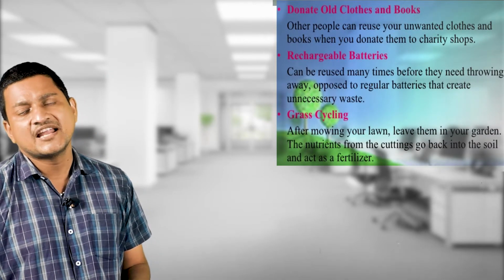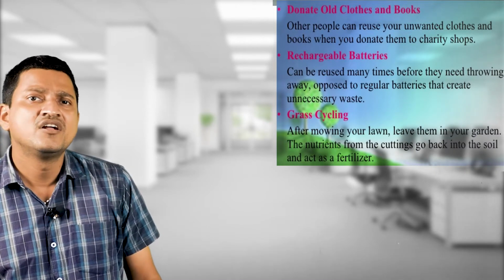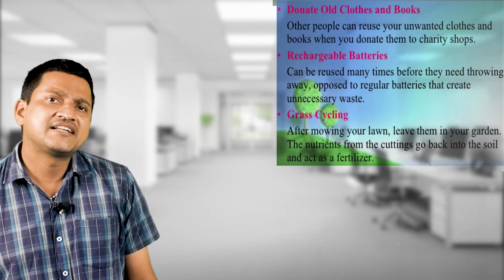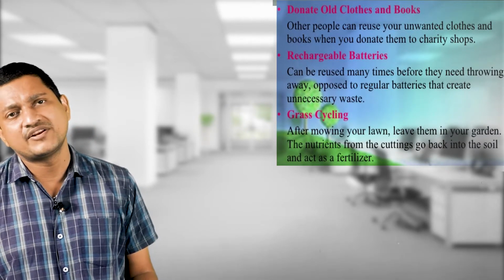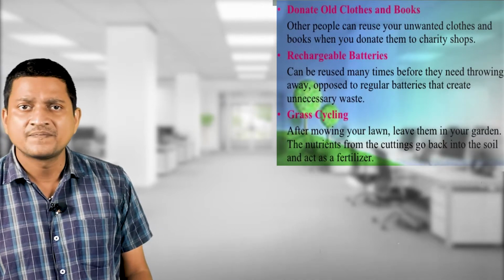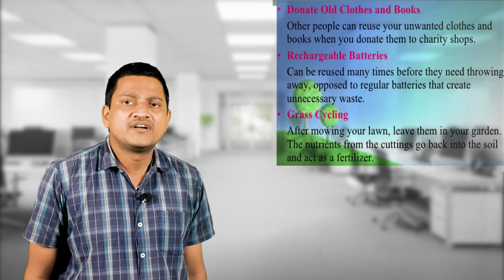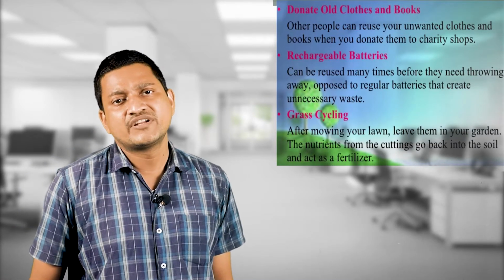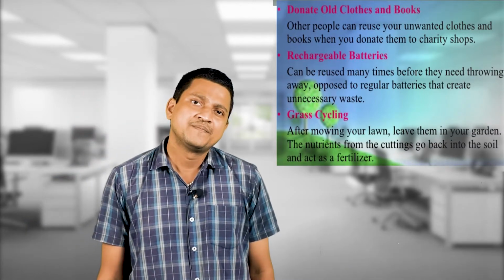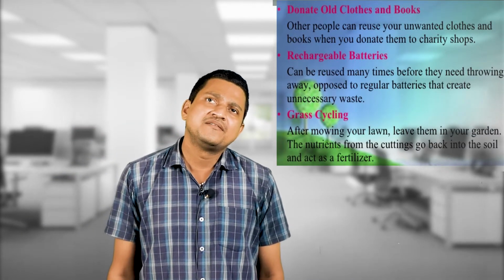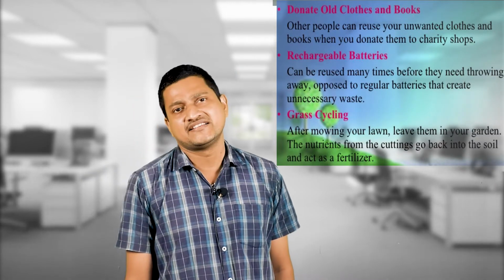Rechargeable batteries can be reused many times before they need throwing away, as opposed to regular batteries that create unnecessary waste. Usage of rechargeable batteries is a reuse method. Then grass cycling. After mowing your lawn, leave the cuttings in your garden. The nutrients from the cuttings go back to the soil and act as a fertilizer. In Malayalam, it is known as Pudavaikal. That's grass cycling.